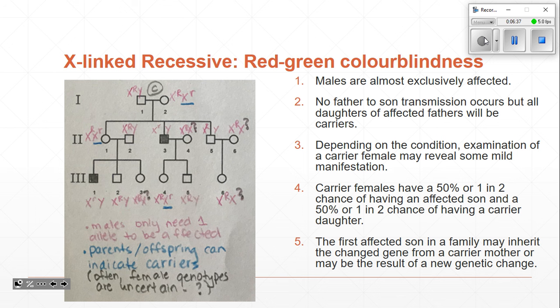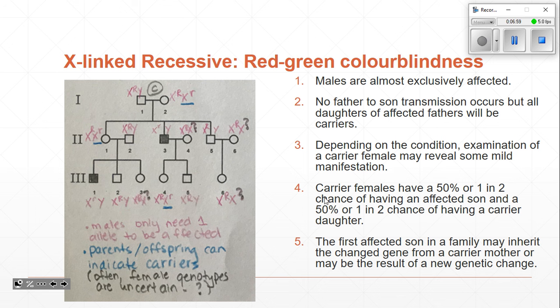So if I was to ask you about those people on a test, their genotype would be uncertain, and I would have to give two possibilities. Either they're homozygous dominant or they're heterozygous. Either way, they're not colorblind. Now that's X-linked recessive. Does anyone want to ask any questions about that one?